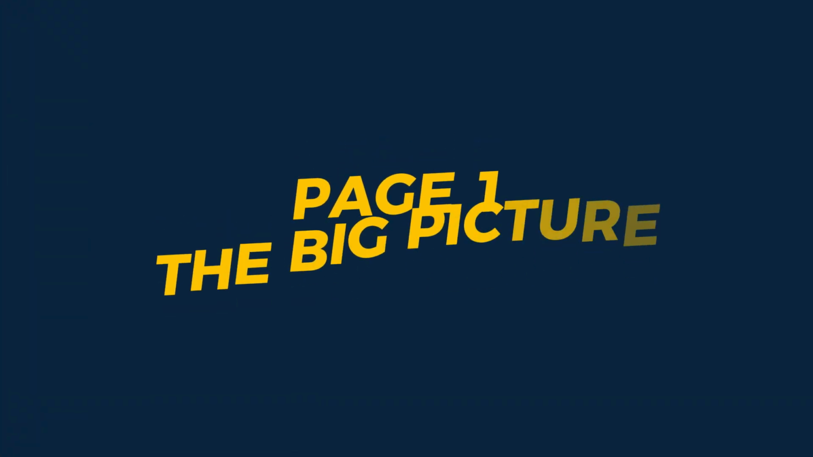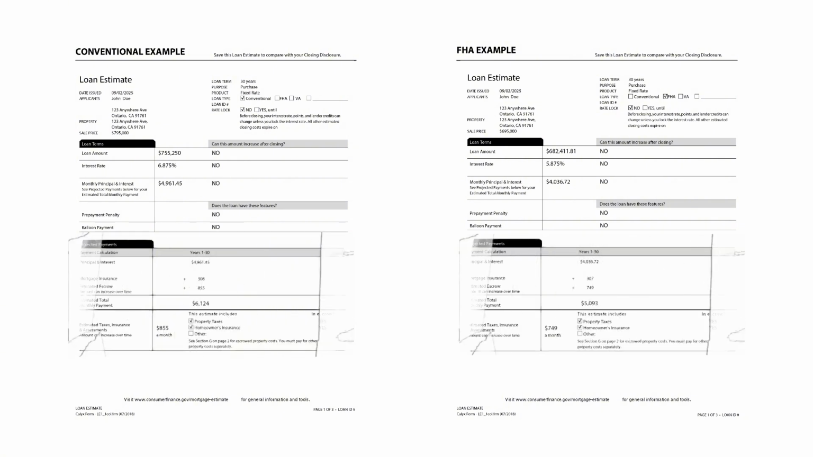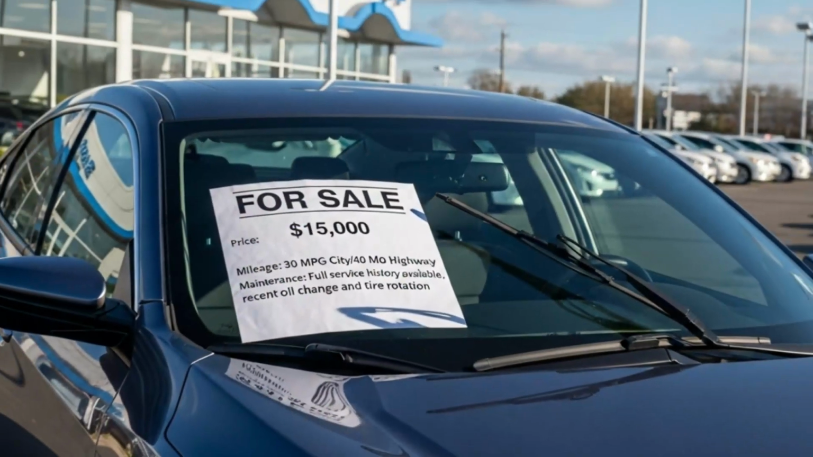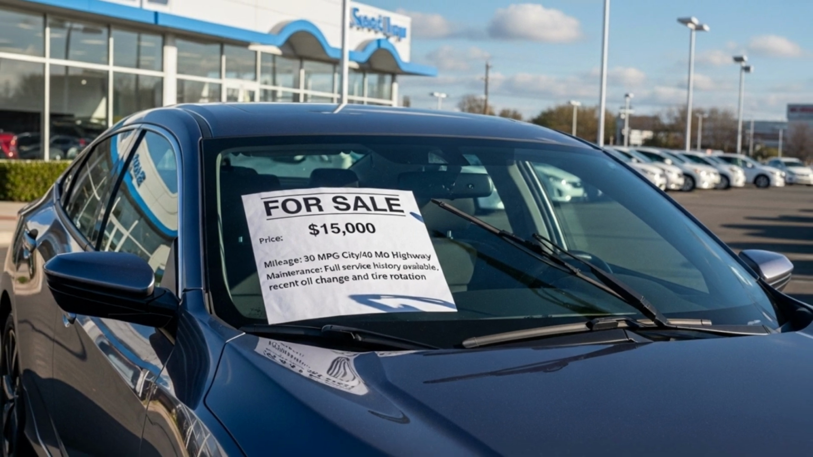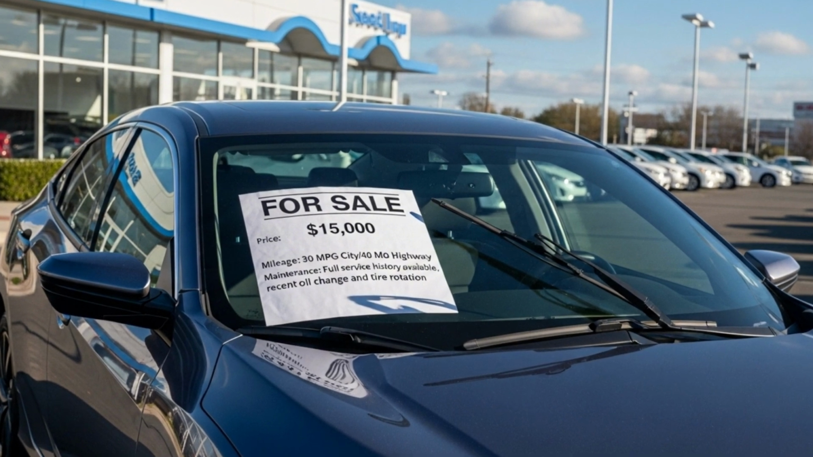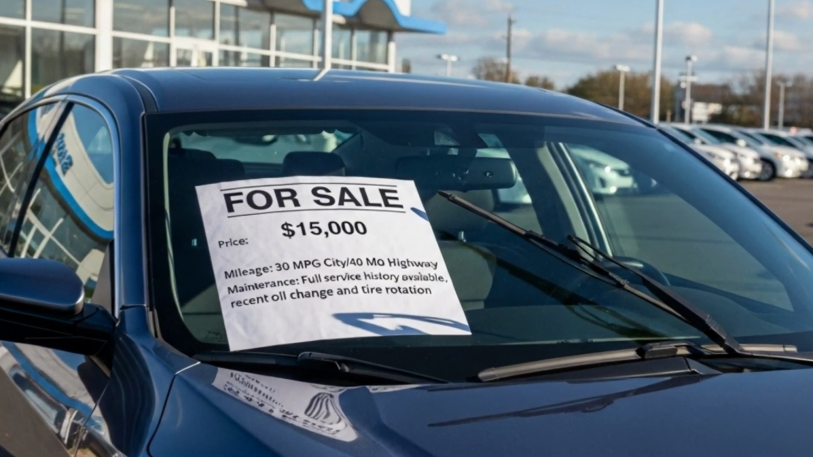Page 1 gives you the big picture. It shows you the loan amount, the interest rate, the monthly principal and interest, whether there's a prepayment penalty or a balloon payment, and your projected monthly payment, including mortgage insurance, taxes, and regular homeowners insurance. Think of page 1 like a window sticker on a car. It doesn't just tell you the price, it shows you the gas mileage, the maintenance costs. It's not just what it takes to buy the car, it's what it takes to own it every single month.